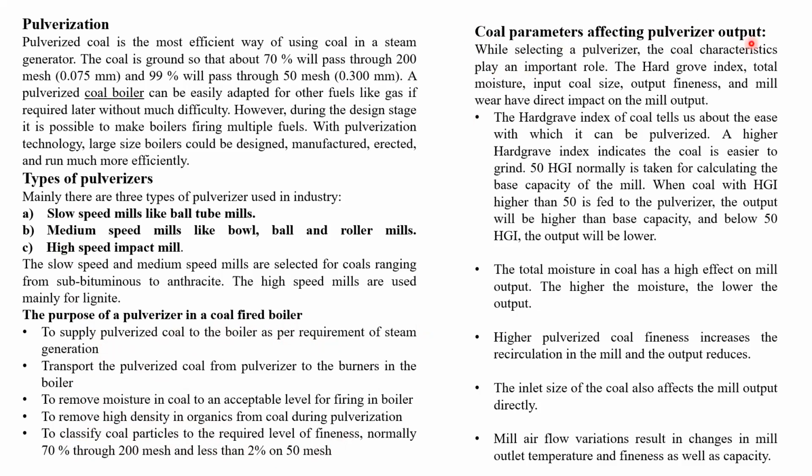Coal parameters affecting pulverizer output we have seen. HGI is normally taken as the datum; an HGI of 50 is taken for calculating the base capacity of the mill.